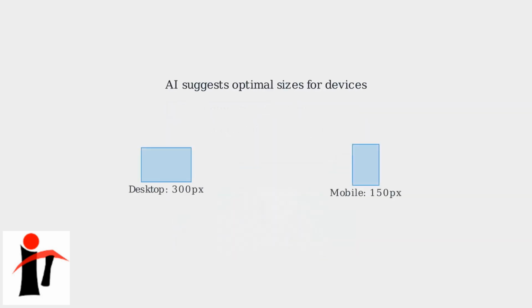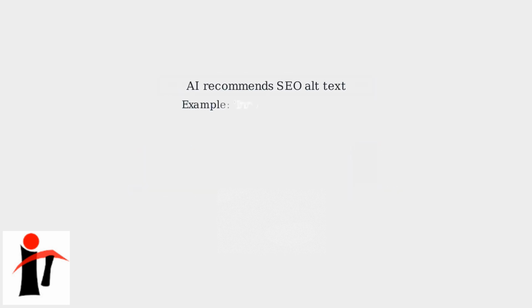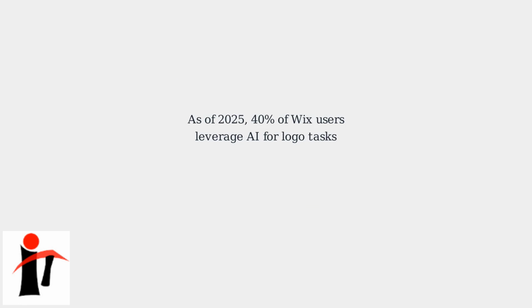Wix Studio, refined in 2025, offers AI-powered tools that can help you generate, edit, and optimize your logo. The AI can generate logos from scratch based on your brand description or edit existing designs to improve them. The AI analyzes your logo and suggests optimal sizes for different devices, ensuring it looks great on desktop, mobile, and tablets. For SEO, the AI can recommend descriptive alt text for your logo, helping with accessibility and search engine optimization. As of 2025, 40% of Wix users leverage AI for logo tasks, saving time and improving results.